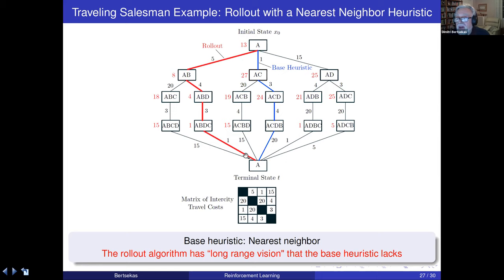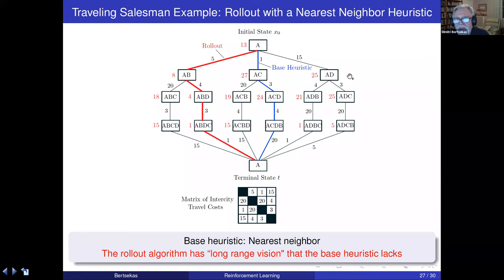So now, this is worse than the base heuristic starting from here, okay? You see that? Maybe I'm not expressing it very well. I'm screwing up deliberately the base heuristic so that it follows the nearest neighbor from the initial state, but the furthest away neighbor from these stages.